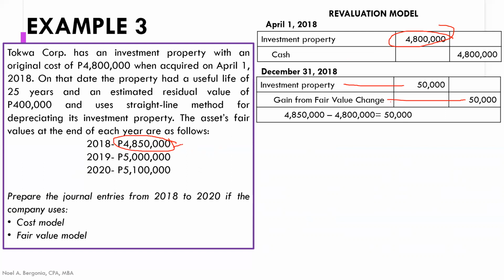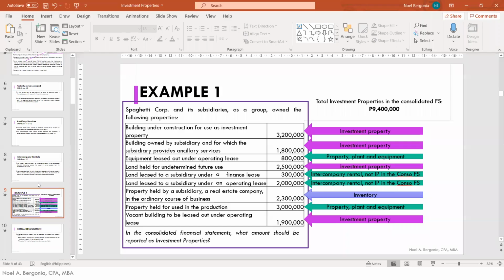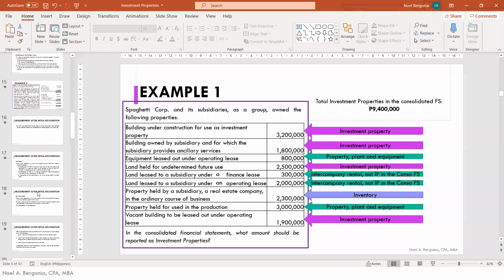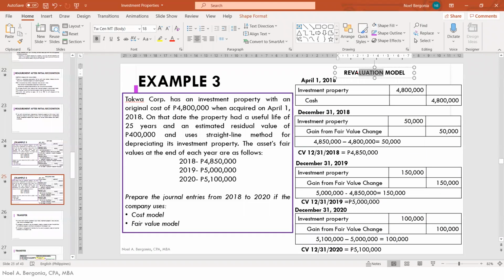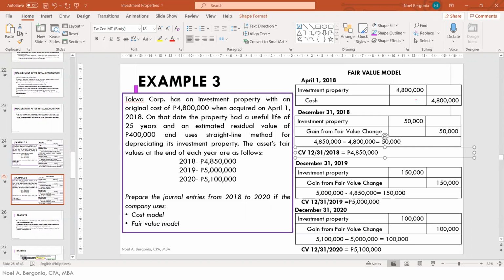So if I asked you what is the carrying value of our asset on December 31, 2018 using the fair value model, it would be 4,850,000. Sorry, why is it on revaluation model? Let me change that. Okay, so again, if you have questions, please let me know. Okay, so that's for our 2018.